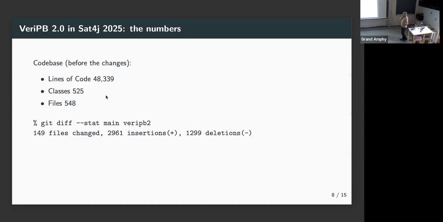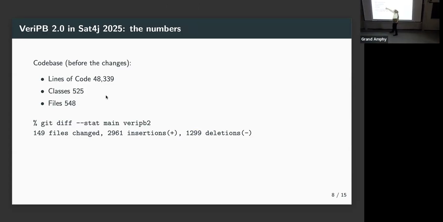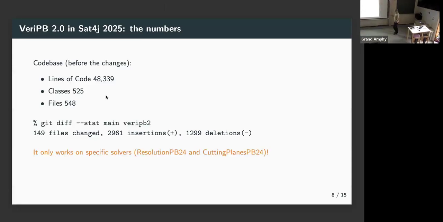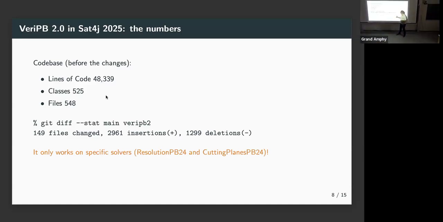But now, what is the cost of that? So this is the number of lines of code last year on the main trunk. And this is what it costs. Changing 149 files, 3,000 lines of code. This is not a pure sprint statement. And so, well, okay. And this is only something that works on two different servers. So resolution PB24 and categorized PB24.